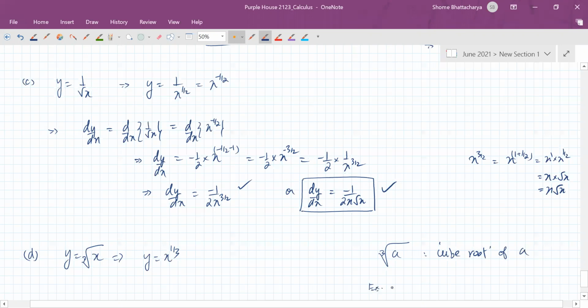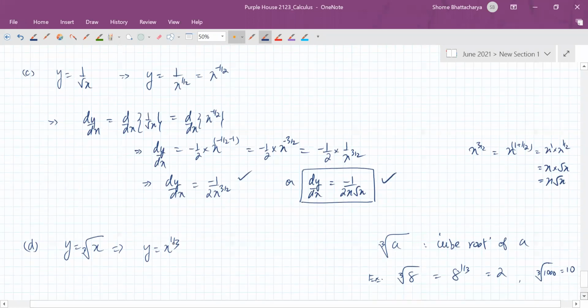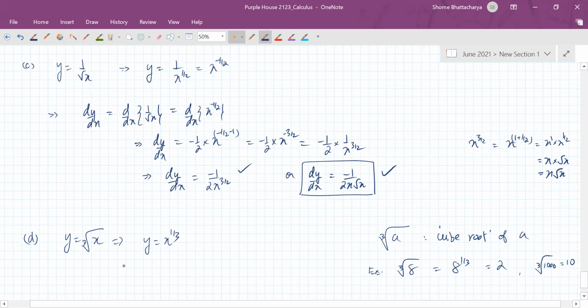So for example, cube root of 8 is 8 to the power 1/3, which is 2. Cube root of 1000 is 10. So like that. So anyway, once we have reduced it to a single power like this, now we can apply the differentiation operator on it.